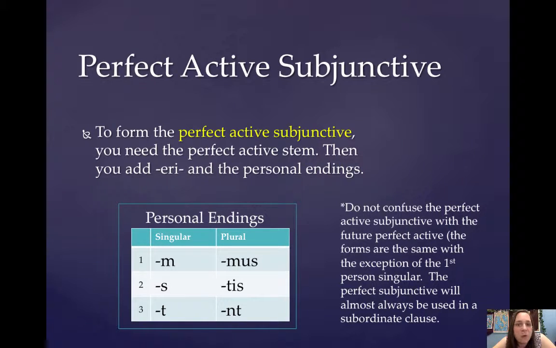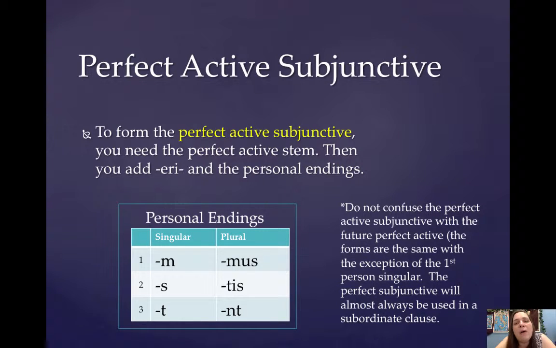Okay, to form the perfect active subjunctive, you need the perfect active stem. That makes sense. Just to remind you, the perfect active stem is the third principal part, and you remove the long I ending, okay? Then you add ERI, and then you add the personal endings, and I remind you of the personal endings here: M, S, T, MUS, TIS, and NT.